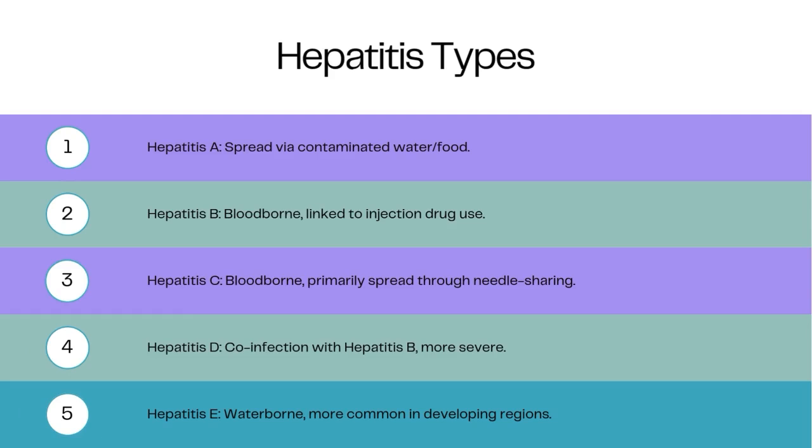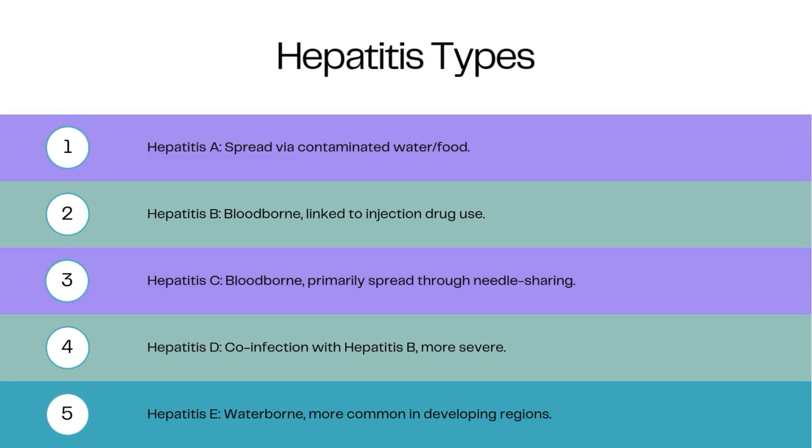In addition to hepatitis A, B, and C, there are other strains of the hepatitis virus, hepatitis D and hepatitis E, and each of these strains impacts the liver, but they differ in how they are transmitted and their geographic prevalence. So here's a quick breakdown of the lesser known strains. Hepatitis D, also known as the Delta virus, is a rare form of hepatitis that only occurs in people who are already infected with hepatitis B. It relies on the hepatitis B virus to replicate, making co-infection necessary.